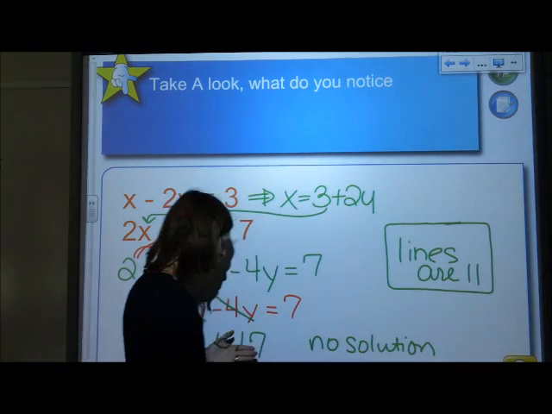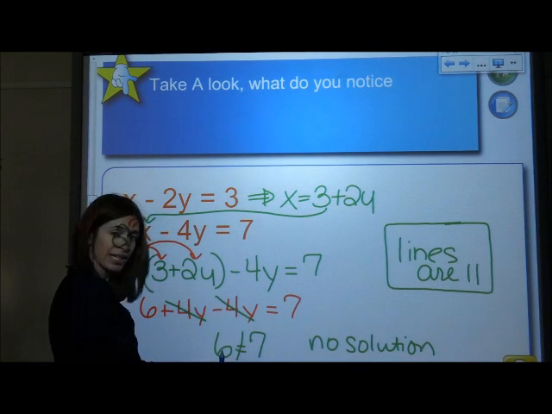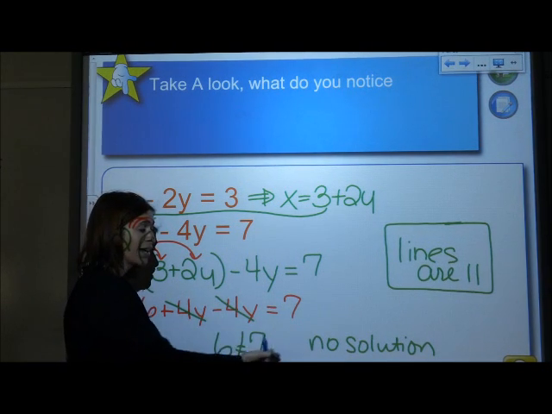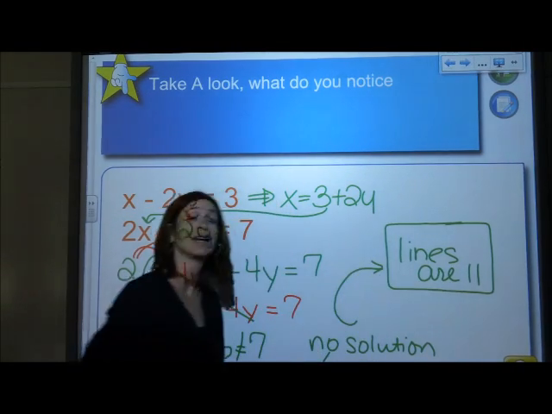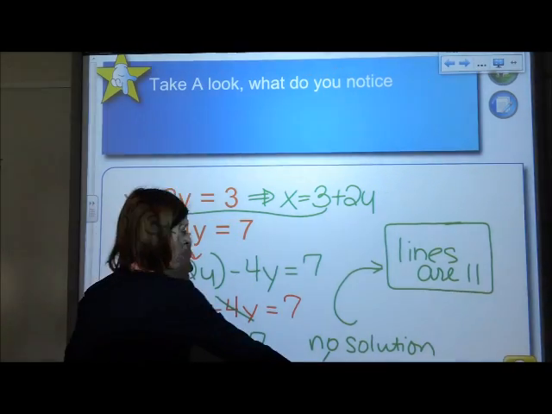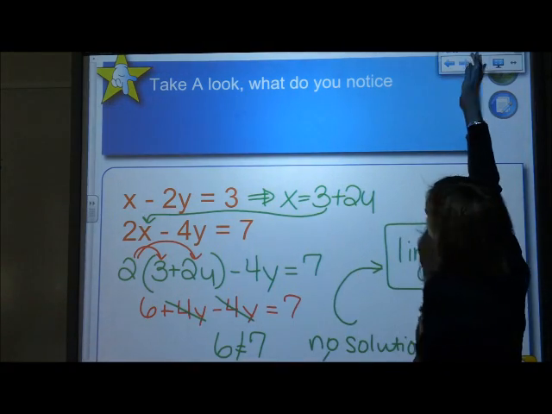Okay, so just be careful that you understand this. If the solution gets you to 6 does not equal 7, it does mean no solution, but then I want you to state, therefore the lines are parallel. Okay? All right, one more. Let's look at the next one.